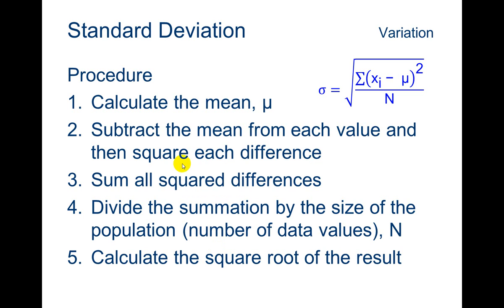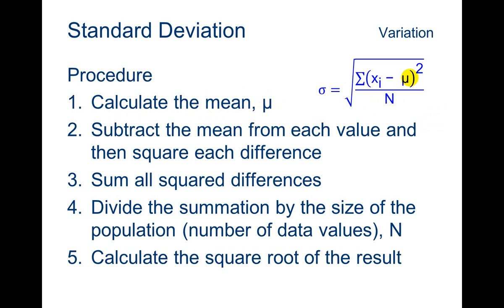Hopefully you have these written down in your notebook. This is the procedure for standard deviation. Again, we're going to break it down into smaller parts. First, we need to calculate the mean, which is given by this little mu symbol here. This goes in this part of the formula right here. We need to know the mean for all of the data.